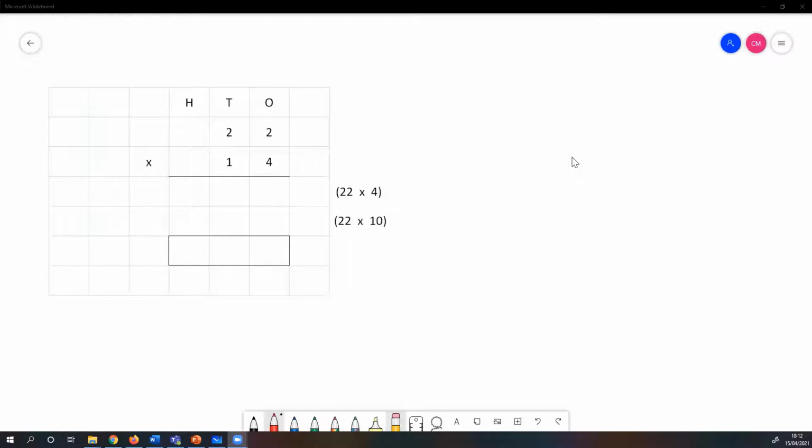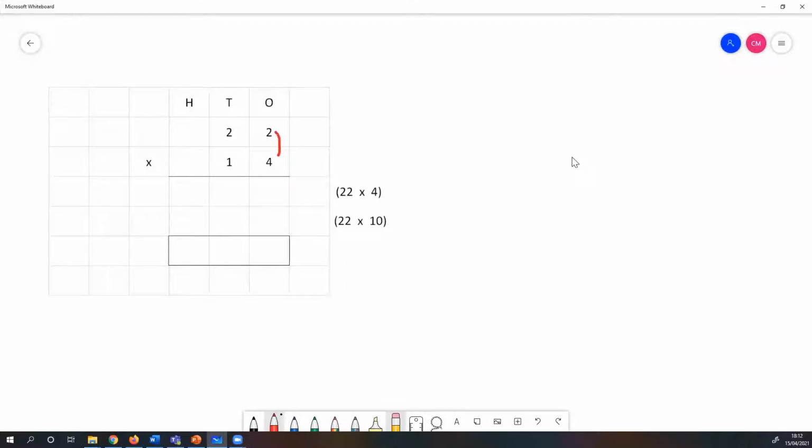So you'll notice the bottom number we're multiplying by, 14, I've split into ones. So we've got 4 ones and 1 ten, okay? So we're going to start with 22 times 4. So we begin by doing 2 ones by 4 ones. 2 times 4 is equal to 8.